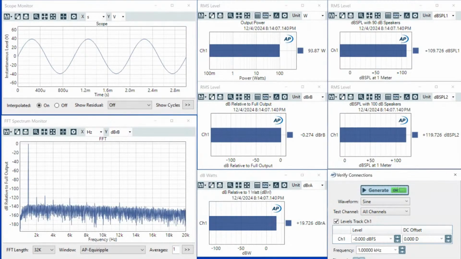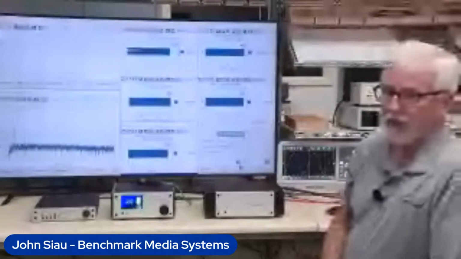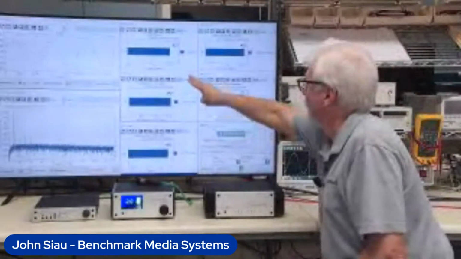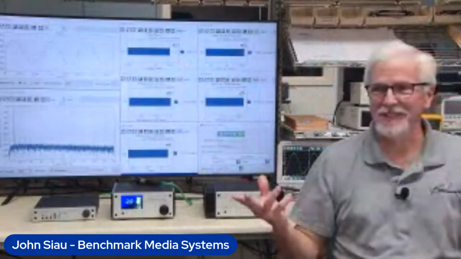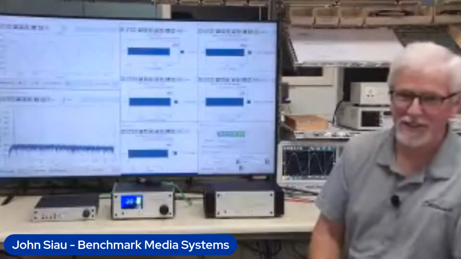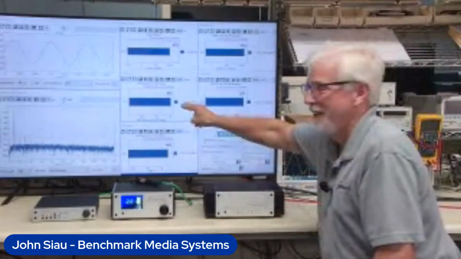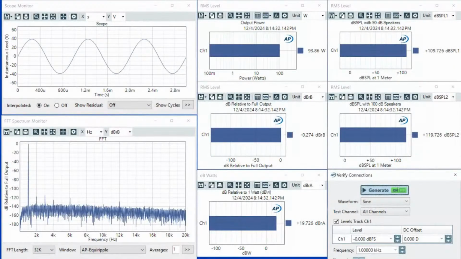Yep, you are at 93.8 right now. Okay, that's as close as I can get because I can only go in half dB steps. I'm a quarter dB below full output, and that's 94 watts. The difference between 94 watts and 100 watts sounds like a lot, but it's only 0.3 dB. So keep that in mind when you're looking at wattages. It can be very misleading sometimes.